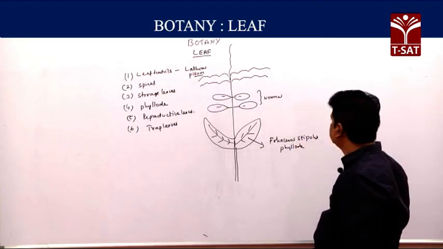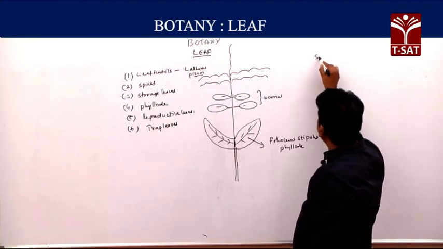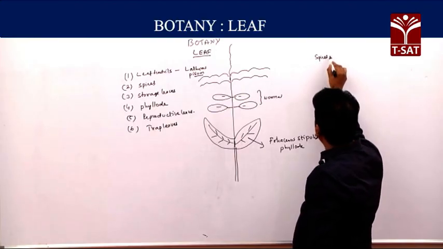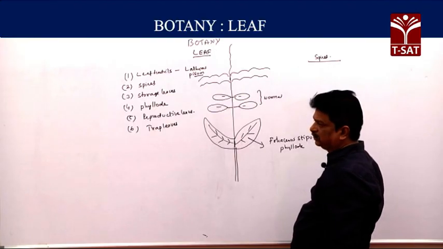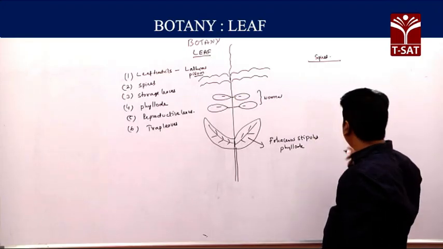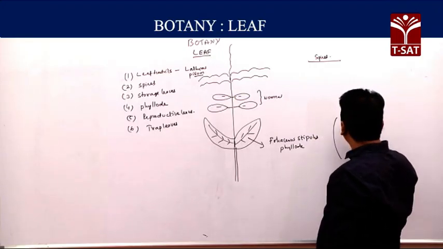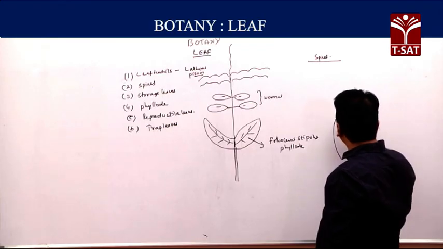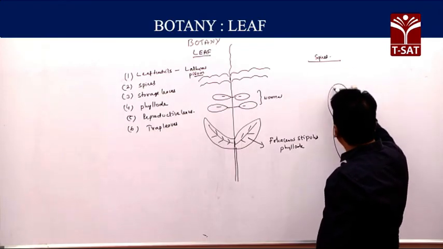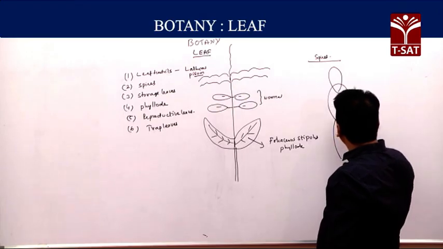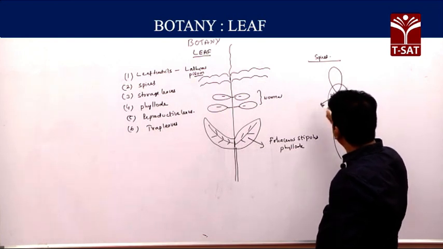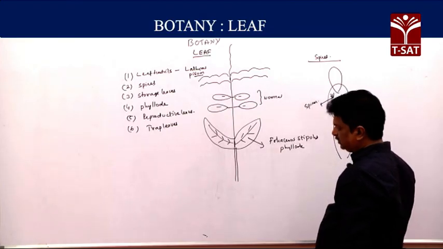Next one, spines. Spines are generally common in xerophytes. In spines, the leaf lamina is reduced into a sharp and pointed structure. For what? For protection and also to reduce transpiration, called spines.